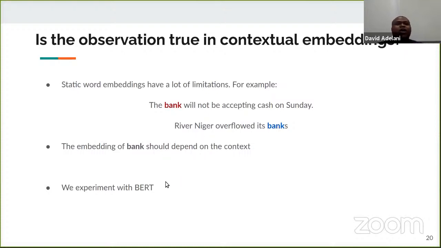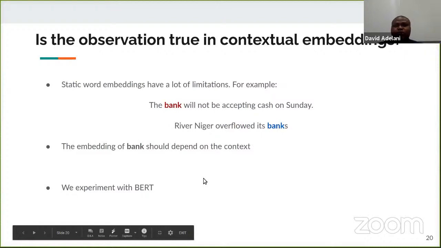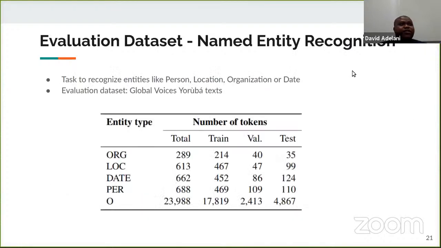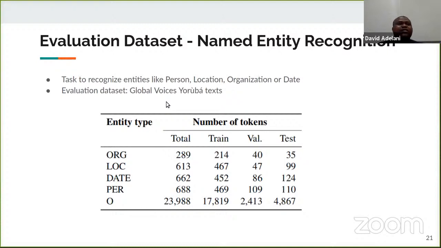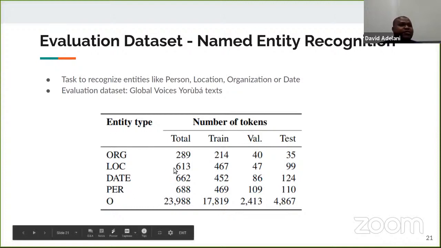So we experiment with one of the most popular contextualized embeddings, which is BERT. And for the evaluation, we use named entity recognition, which is a task to recognize entities like personal names, locations, organizations, or dates. And the evaluation data set is the Global Voices Yoruba text, which we annotated in the course of the project. Although it's a very small data set, about 26,000 tokens, we can use it to evaluate the quality of the embeddings. And this is the data statistics.